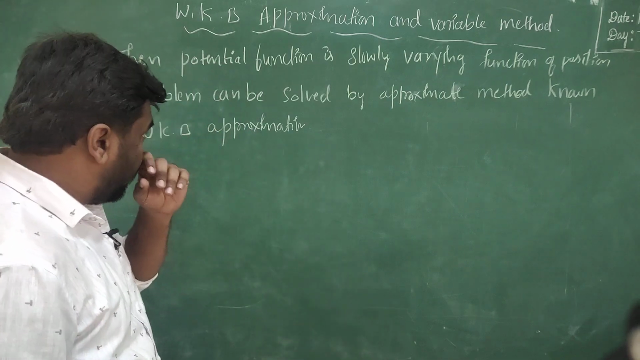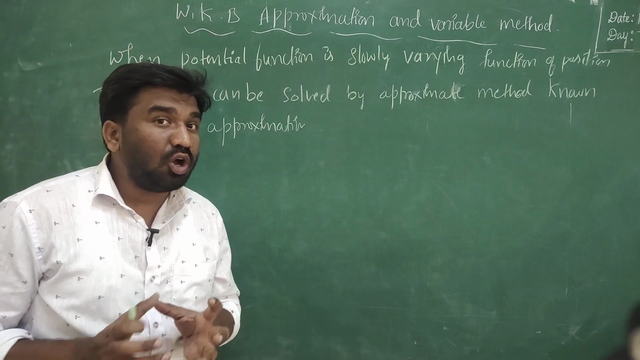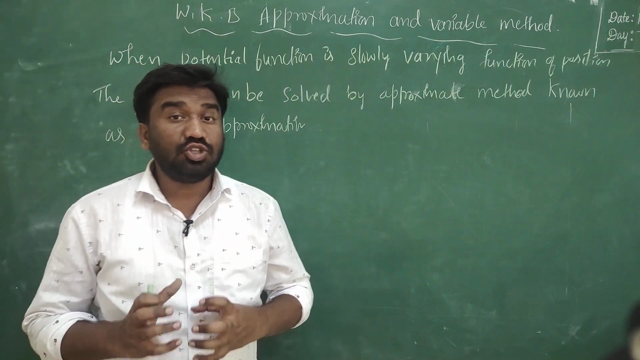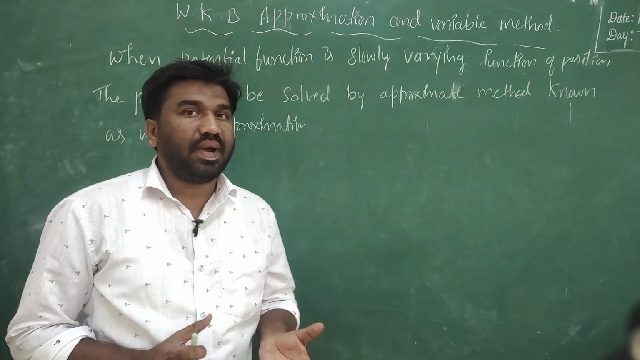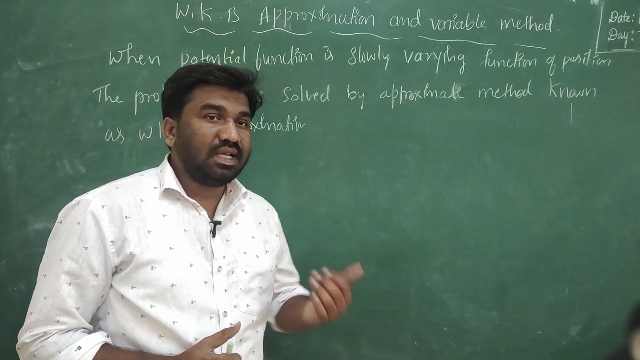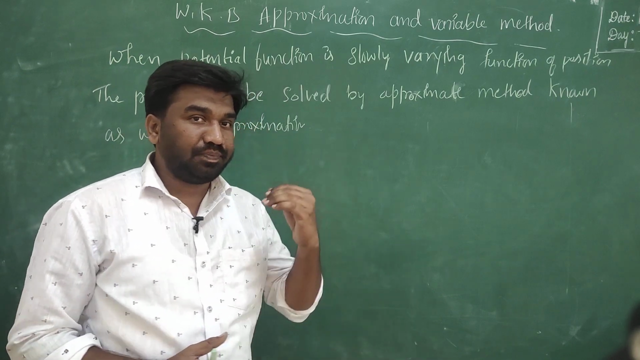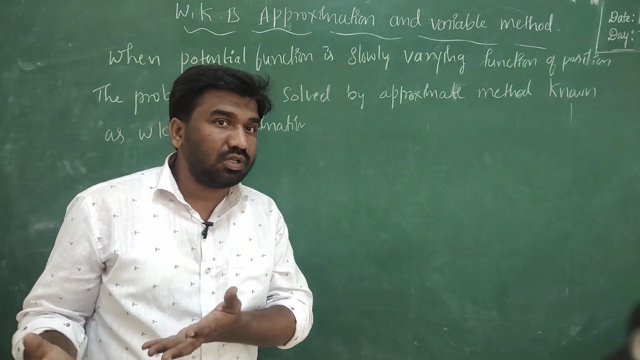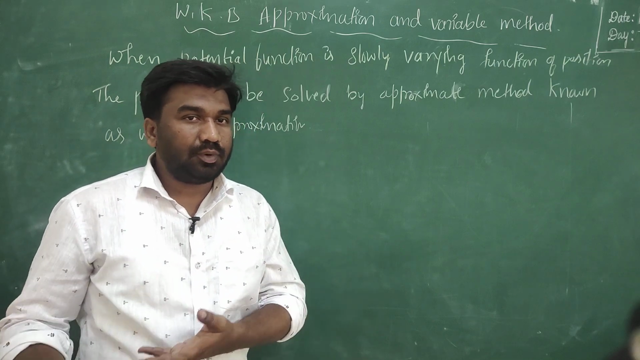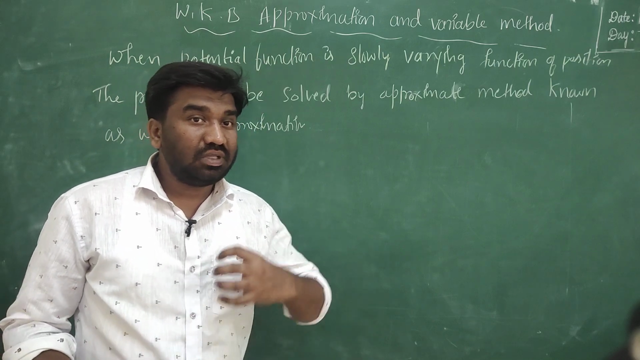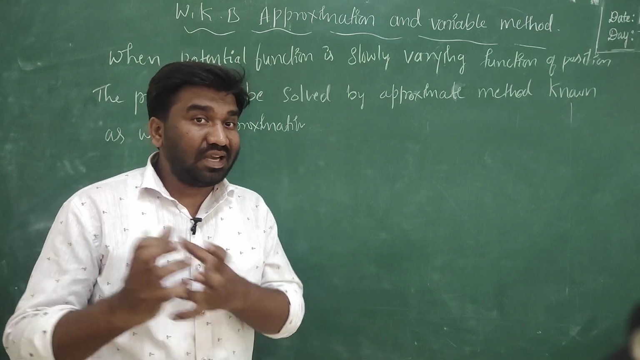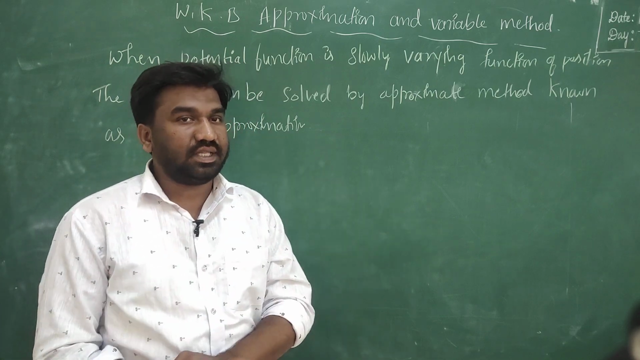In this approximation method we can solve some types of quantum particles. So what are these quantum particles? Particles having microscopic size, like electron, proton, atom. These types of particles we can understand by using quantum mechanics.